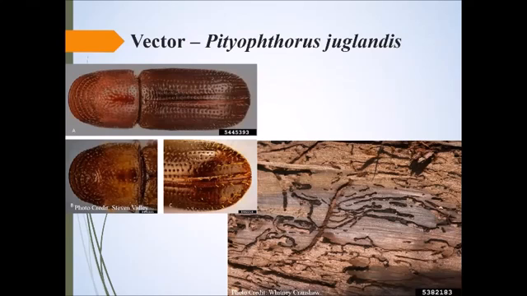Pityophthorus juglandis is almost 2 millimeters long, a fluid-feeding beetle of yellowish to reddish color. The adults create horizontal galleries, and the larvae create vertical galleries.